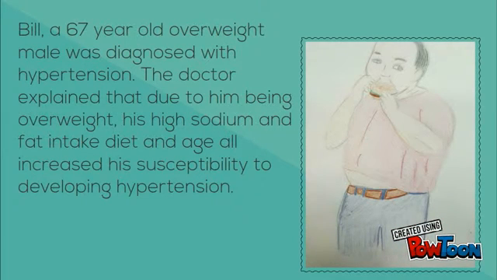Scenario. Bill is a 67-year-old overweight male that was diagnosed with hypertension. The doctor explained that due to him being overweight, his high sodium and fat intake diet and age all increased his susceptibility to developing hypertension.